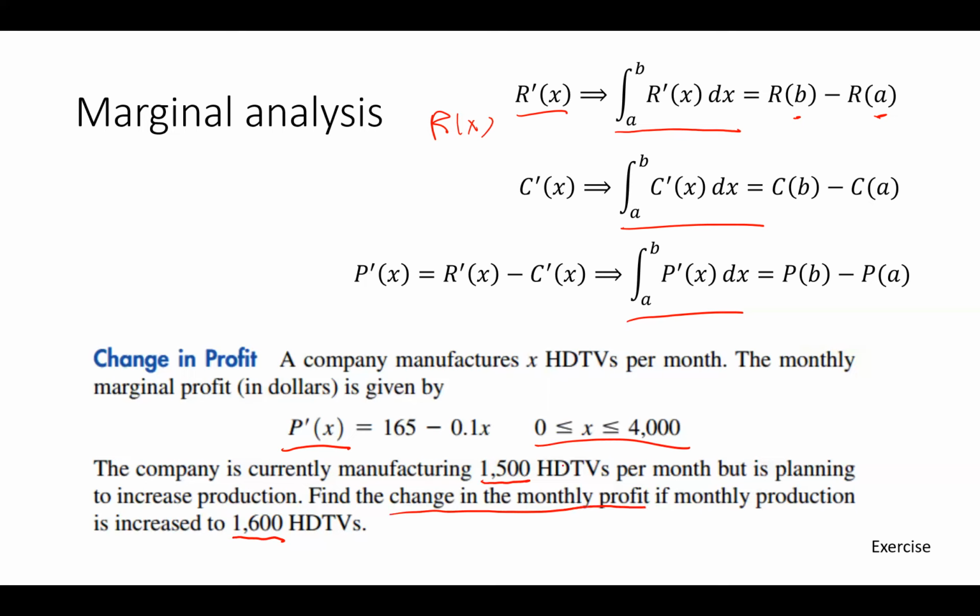So what is the change in the monthly profit? Basically, we're asking for the new profit, where x equals 1,600, minus the old, current profit. So we just need to calculate this expression. We can integrate it first, then evaluate at these two points and calculate the difference. This is how we can calculate the result.